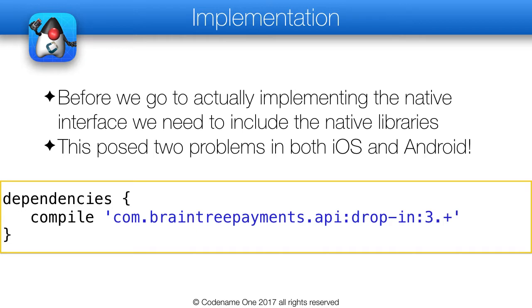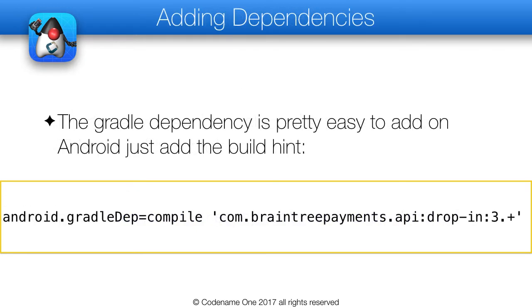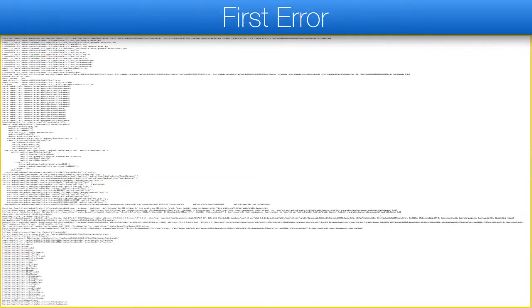Normally, this is pretty easy to integrate. The build hint android.gradleDep should solve the problem in no time. But if we try to build the app, we'll get this build error, which is not just unreadable, it's also snipped because it overflows the screen.